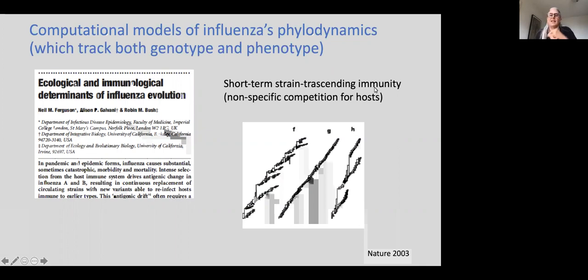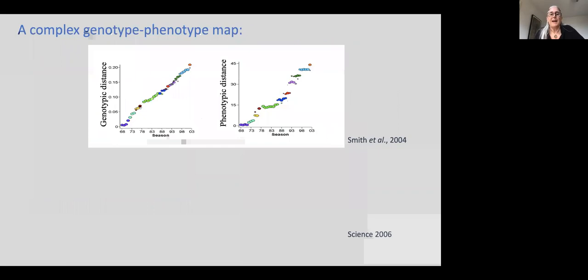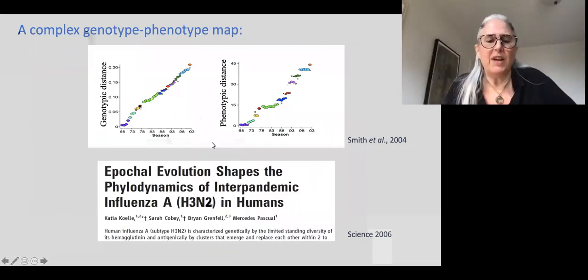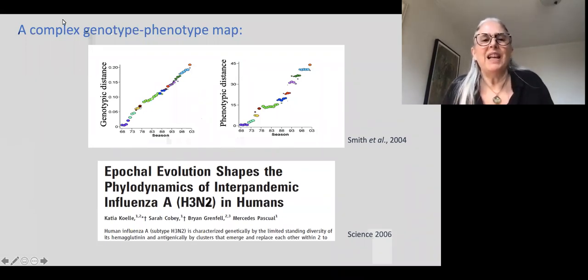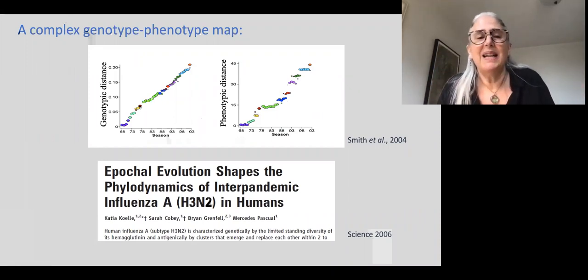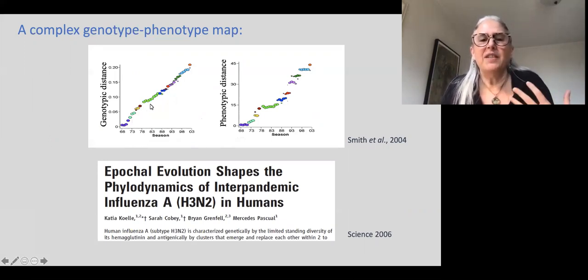So this is generalized immunity. If you get infected by any strain, you are protected, you are no longer a resource, and therefore this is a generalized competition that works in this regard. An alternative explanation was provided by Katia Koelle, and I'm on this paper too, and this was a paper that relied on the idea of a complex genotype-phenotype map, the idea that we know that in flu, although the genotype varies with time in a continuous way, the phenotypic change of the virus is punctuated. This is an empirical observation from a paper by Derek Smith and colleagues.